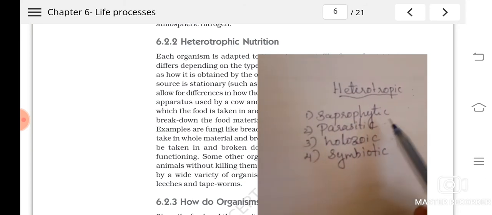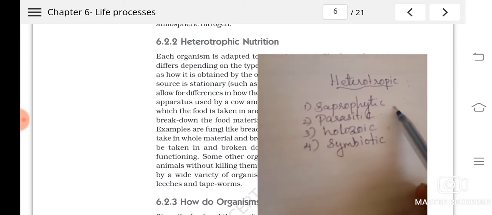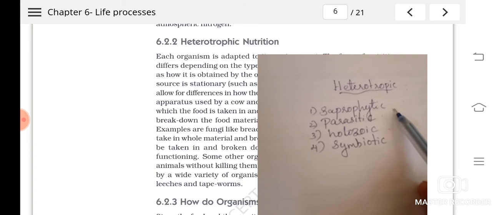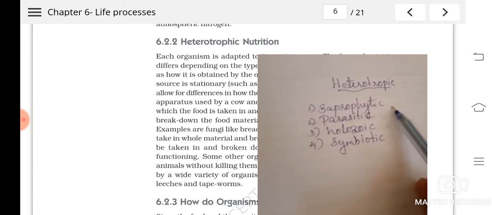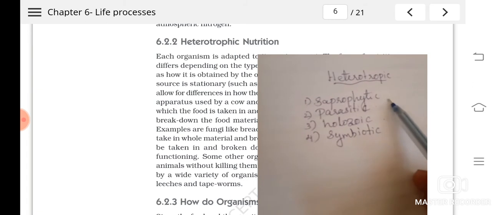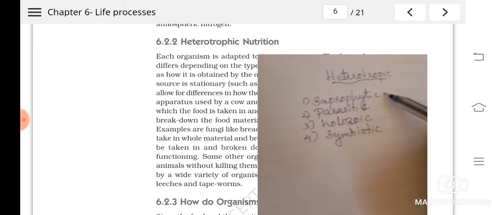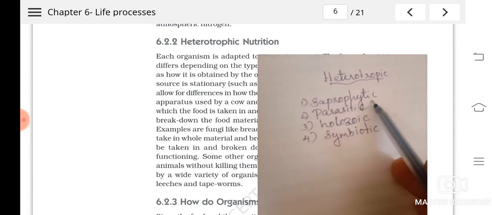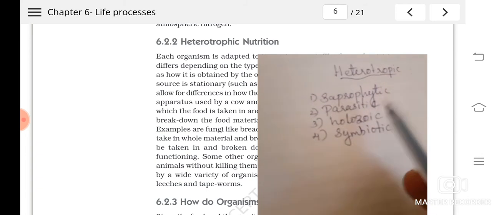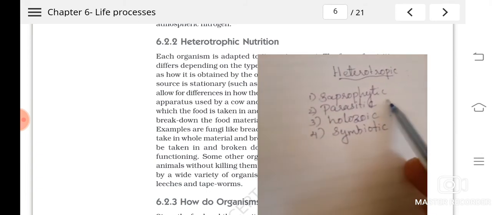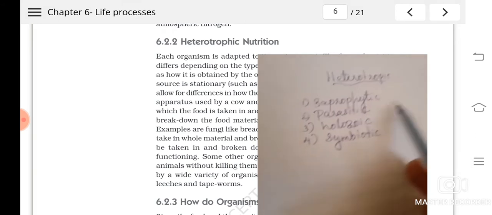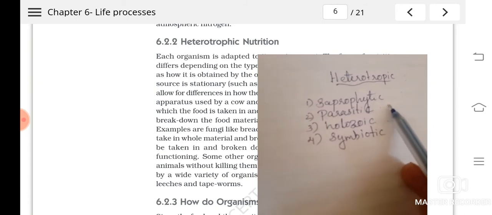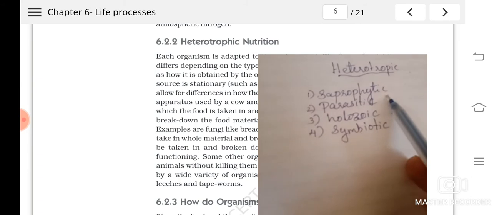Understood? So saprophytic means what? These are found in fungi, especially fungi, bacteria, etc., where the organisms first digest the food outside the body, and then the digested food materials are absorbed into the body. Saprophytic nutrition is a kind of nutrition where the organism depends upon dead and decaying organic matter. This dead and decaying organic matter is digested outside the body, converted to simpler molecules outside the body, and then absorbed.